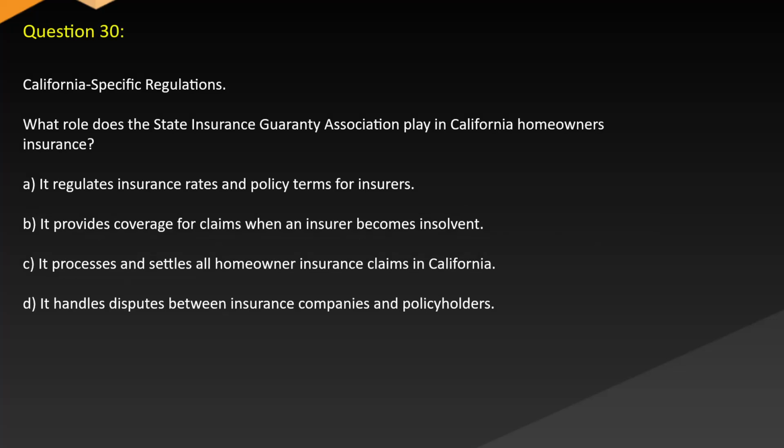Question 30. California-specific regulations. What role does the State Insurance Guarantee Association play in California homeowners insurance? A. It regulates insurance rates and policy terms for insurers. B. It provides coverage for claims when an insurer becomes insolvent. C. It processes and settles all homeowner insurance claims in California. D. It handles disputes between insurance companies and policyholders.